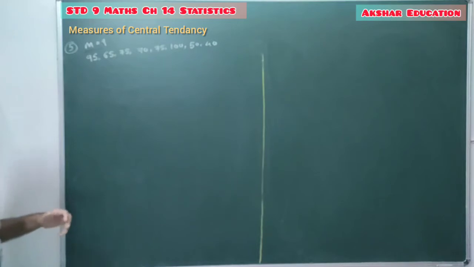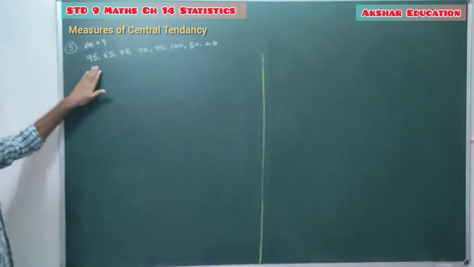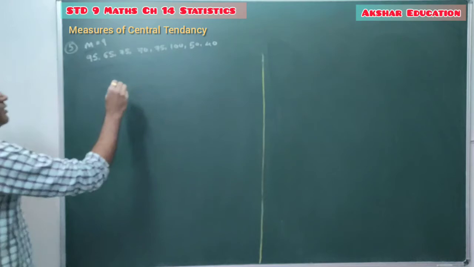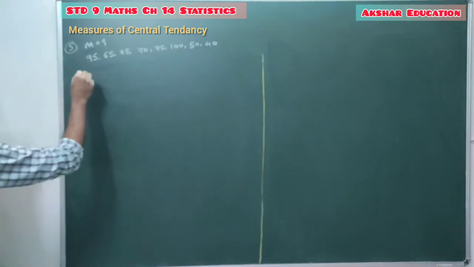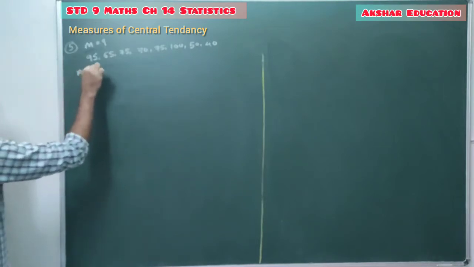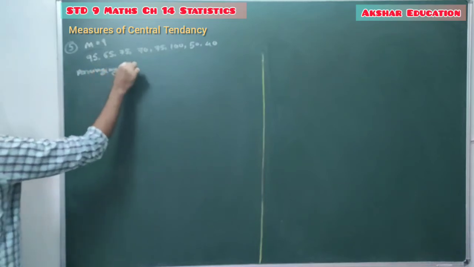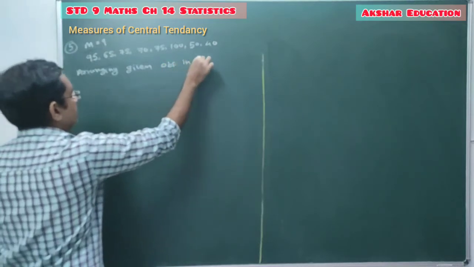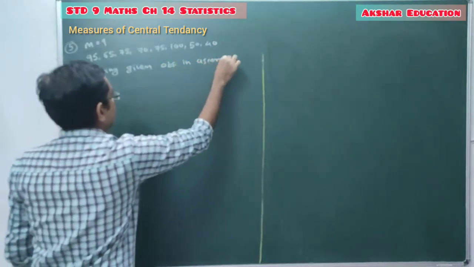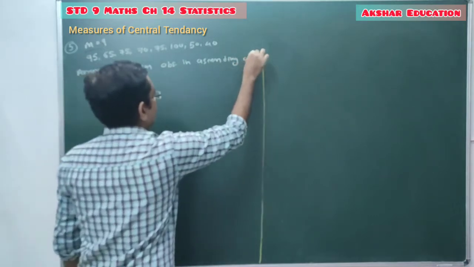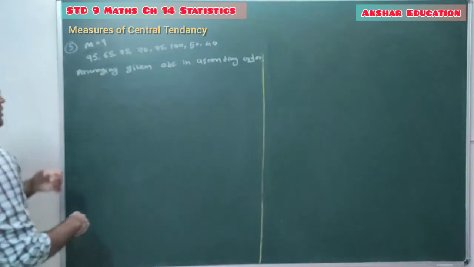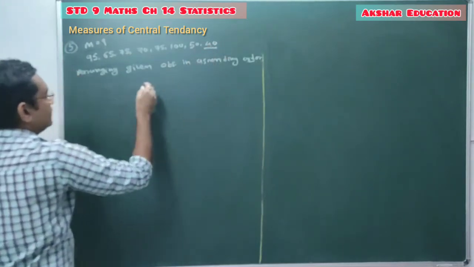So to find the median of any given data, we have to follow two steps. First step, you have to arrange the given data into ascending order or descending order. So generally we are arranging the data in ascending order. So arranging the given observations in ascending order. First you have to rearrange the data in ascending order. So we start with the lowest observation. So lowest observation is 40.